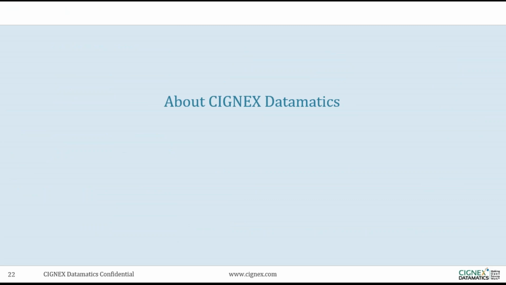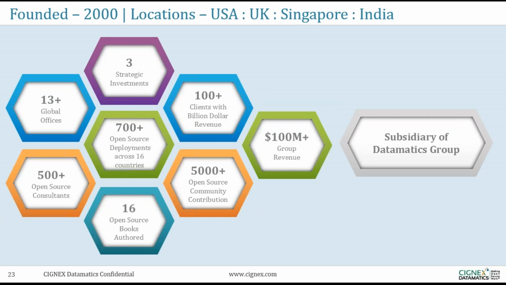Getting back to our company, right? What exactly do we do, or who are we? So we are an open source company. We recently came into Salesforce and other technologies. We were founded in 2000. Our locations are USA, UK, Singapore, and India. We have an overall presence in 13 plus global offices.